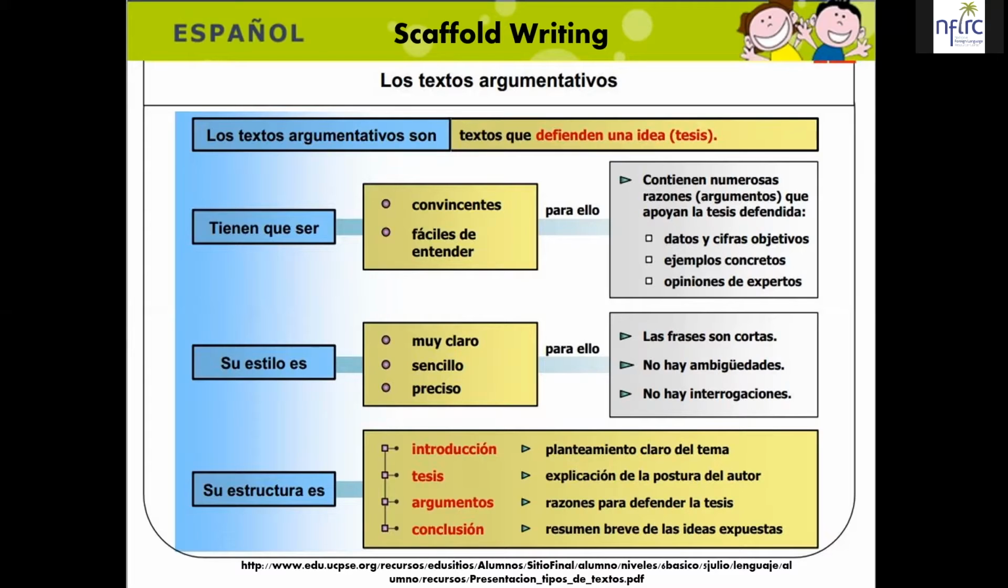Then it goes on to talk about how the style is clear and simple and precise. The sentences are short. There are not a lot of ambiguities. There are not questions in the thing. And then you go on and talk about the structure.